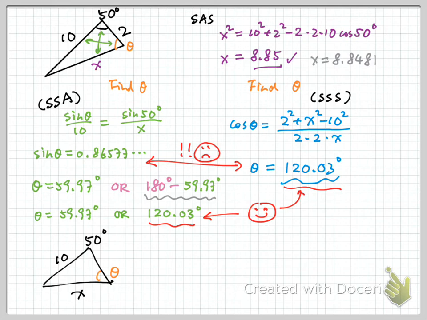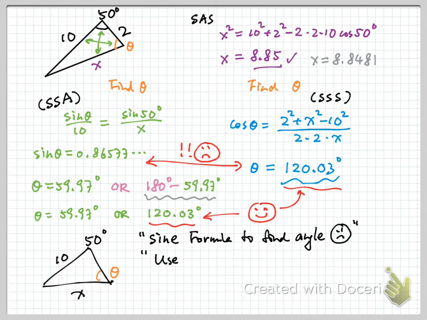So now the SSA situation is difficult. We will talk about this in the next video. So in that case, what should we do? We should use the cosine formula if possible. The thing to learn here is that using the sine formula to find an angle is ambiguous. Using the sine formula to find an angle is no good. Always use the cosine formula if possible. To find lengths is no problem, but for finding angles, always use the cosine formula.